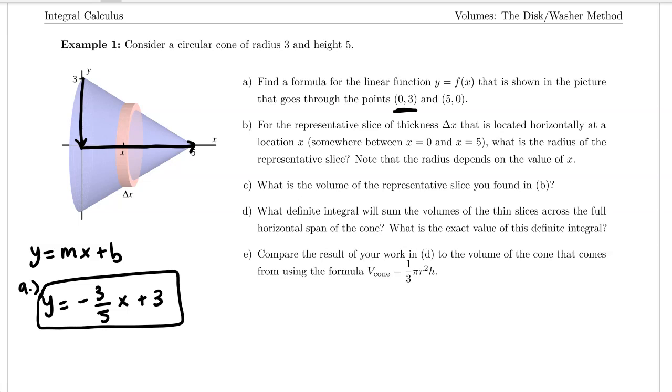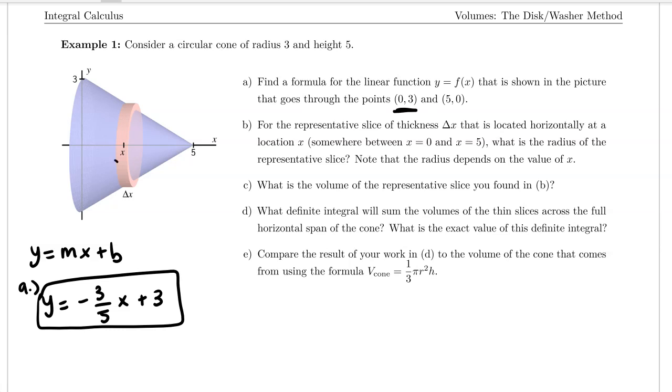Part B says, for the representative slice of thickness delta x that is located horizontally at a location x somewhere between x equals 0 and x equals 5, what is the radius of the representative slice? Note that the radius depends on the value of x. So coming back to our picture here, this seems kind of weird, but pretend that this is a cone-shaped slice of bread. I have one particular slice of bread here, and I could slice this up at several different places. I can make my cut anywhere between x equals 0 and x equals 5.